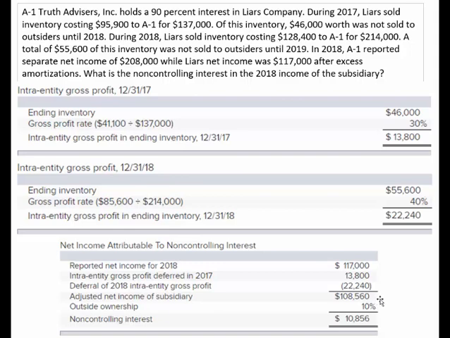And then the last part is we have to identify how much of that relates to the non-controlling interest. Since right up here it says A1 Truth Advisors holds a 90% interest in Lyers, then only 10% of that adjusted net income is associated with the non-controlling interest.